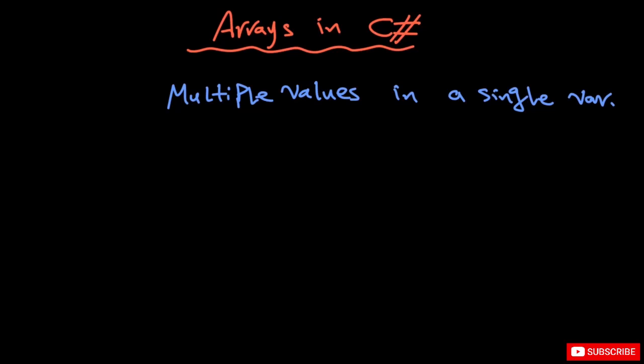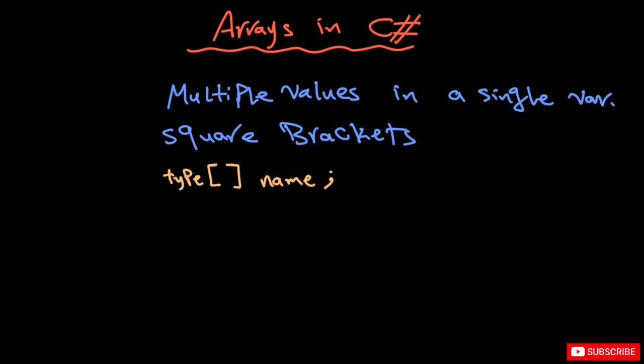a single special variable. If you want to declare an array in the C# programming language, you can define the variable type with square braces or square brackets. And here is the syntax of declaring an array. Just place the type followed by square braces, and after that the variable name and a semicolon at the end of this statement for declaring that special variable.